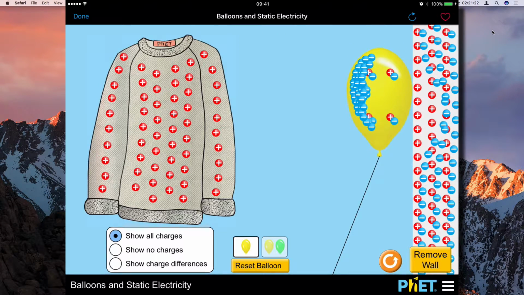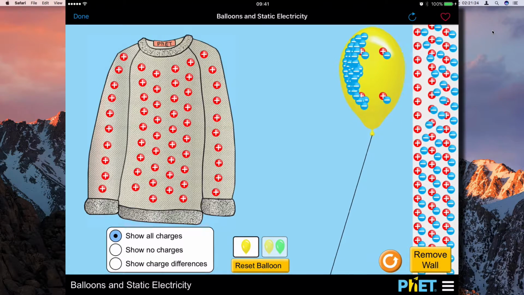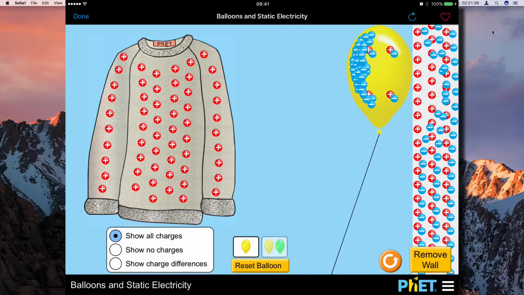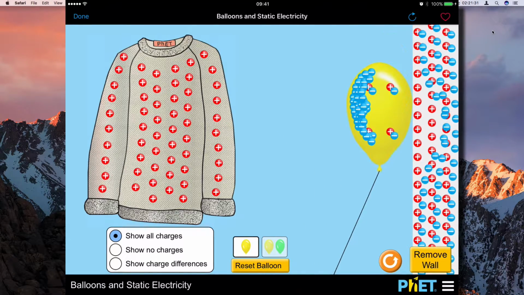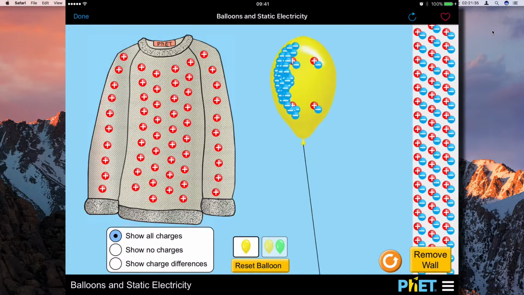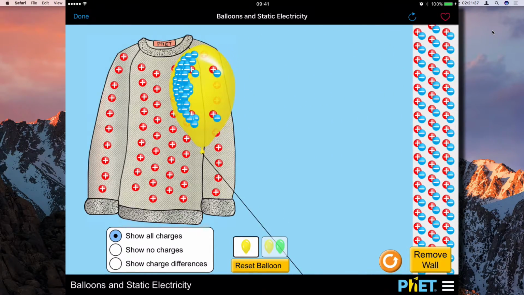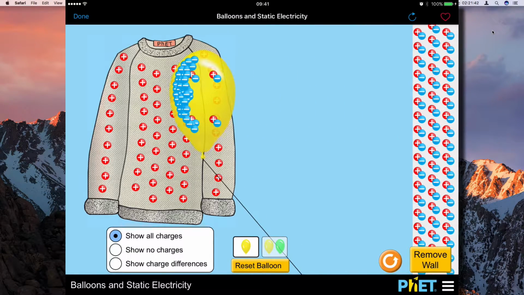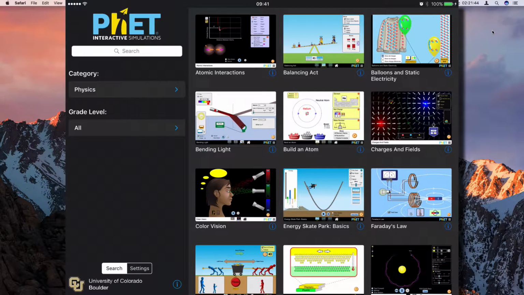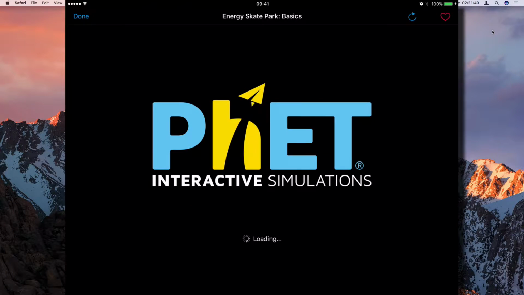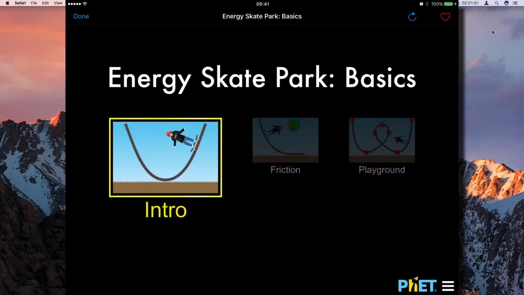But because there is less positive charges attracting the balloon to the wall, if I put it there, it's attracted towards the jacket instead of the wall. But if it's closer to the wall, then it can just get stuck to the wall. Okay, so that's a good one. You might like to see this one as well, just before we close this one.